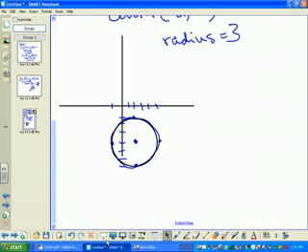Yeah, I know. Mine looks kind of more like an egg, doesn't it? It's kind of. Okay, do we get the process here? Yes. Okay, good.